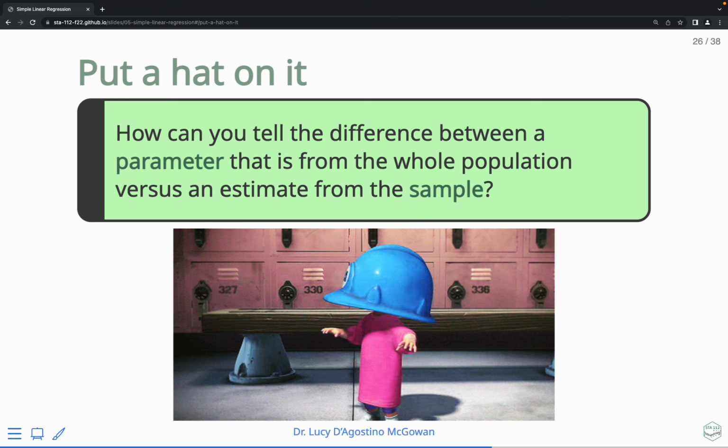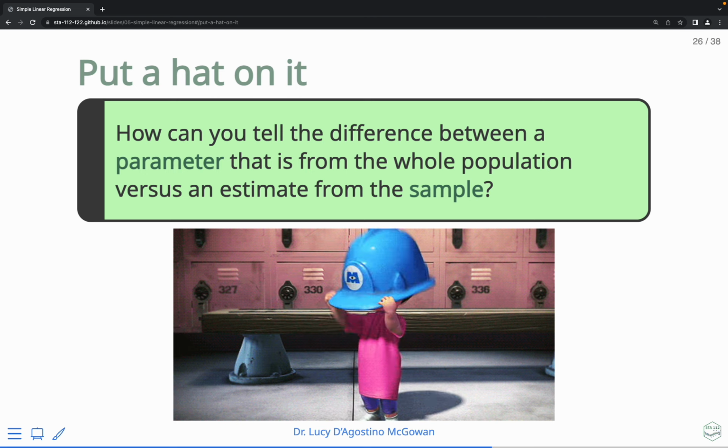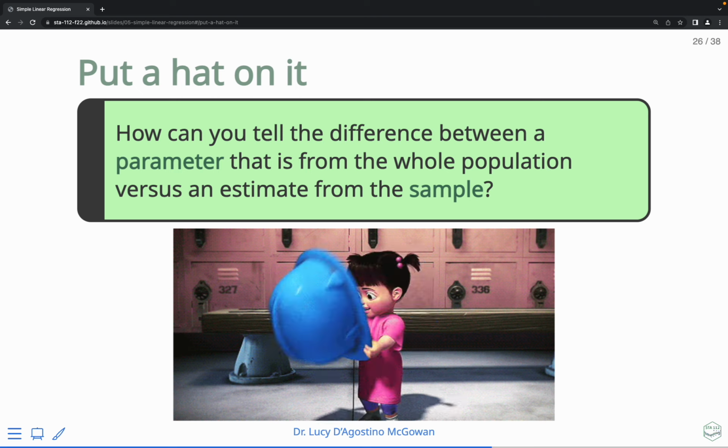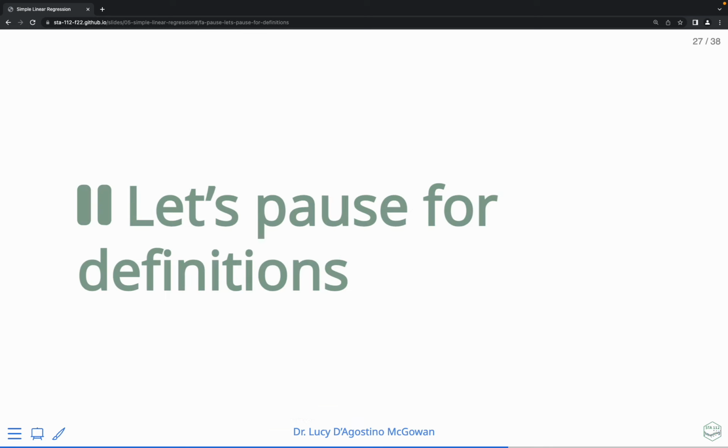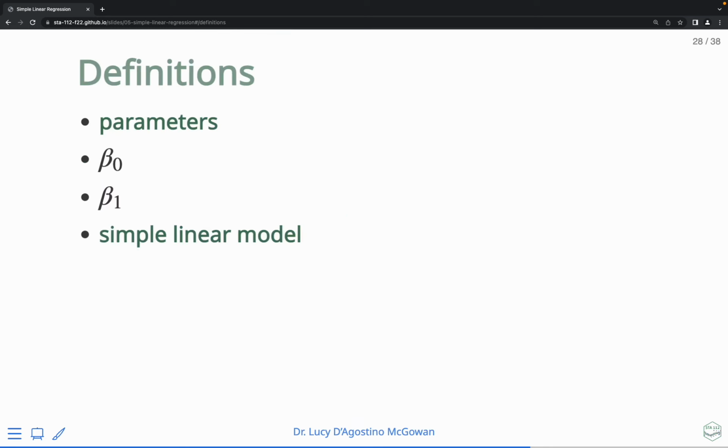And this is increasingly important as you go on in statistics to sort of be able to distinguish between the two. Being able to kind of notationally distinguish between what the goal is and what you're actually estimating in the data, those are often two different things. Okay, so another pause for definition. So the parameters that we're estimating in simple linear regression are beta 0 and beta 1. Can someone tell me what beta 0 actually is?